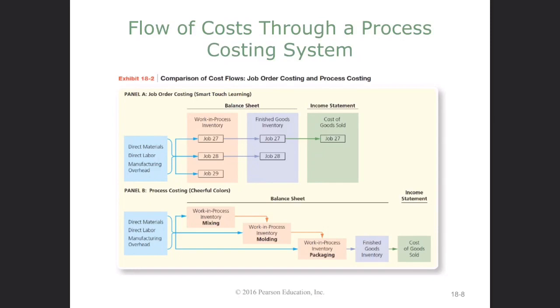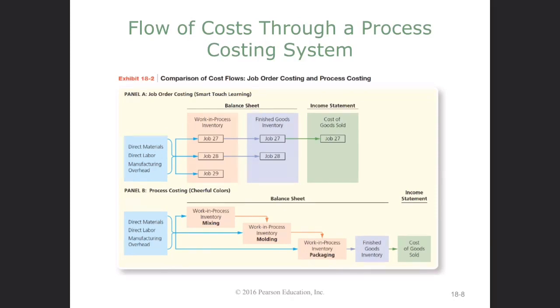And with job order costing, first, with both, the costs are going to flow through our balance sheet and then to our income statement once they're sold. But prior to being sold, they're going to sit in our balance sheet. And they're going to sit two different ways. So if it's a job order costing system, we're tracking everything by the job.